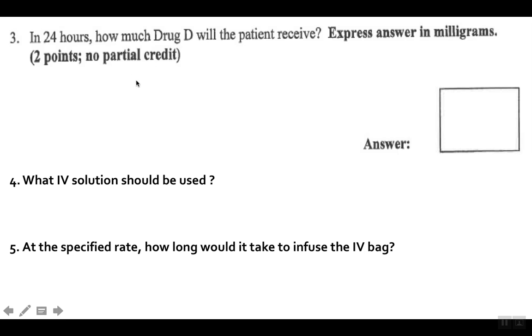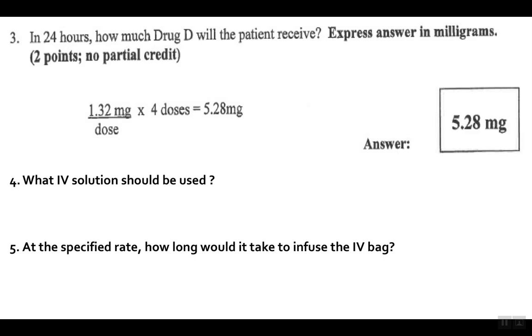In 24 hours, how much drug D would the patient receive? Well, the patient is receiving 1.32 milligrams per dose or per IV bag, the same as 1320 micrograms per IV bag, okay? So in this case, the patient is getting it every 6 hours. So 4 doses in a day, your answer is 5.28 milligrams.